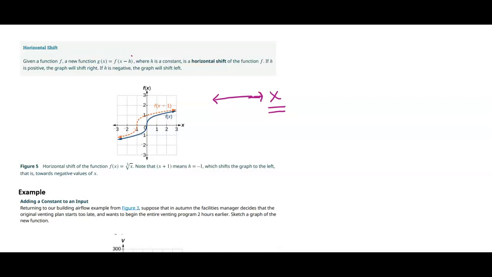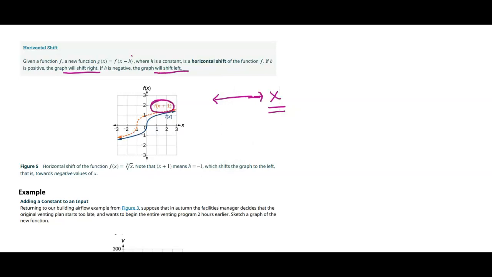Notice this is f of x minus h, and if h is positive, then the graph is going to move to the right. If h is negative, then the graph is going to shift to the left.